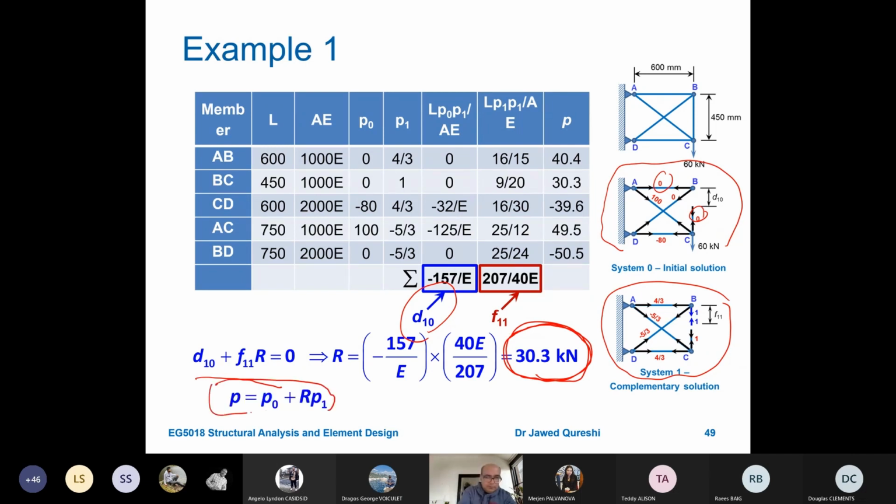The final member force is equal to P naught, the initial force in that member, plus the redundant that we found out from here, into P1. The way it works here is that we will take out P naught for this member, which is 0, plus R, which is 30.3, times 4 over 3, and then we get this value. In the same way for the second one, P naught is 0, plus R is 30.3, times 1, it results in 30.3. And in the same case, P naught is minus 80, plus 4 over 3 into 30.3. This is giving me minus 39.3.